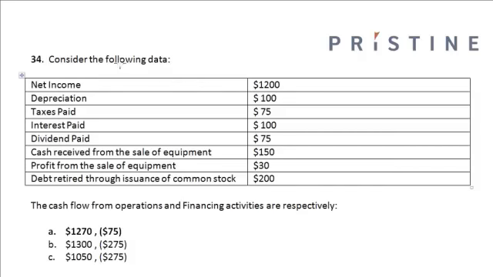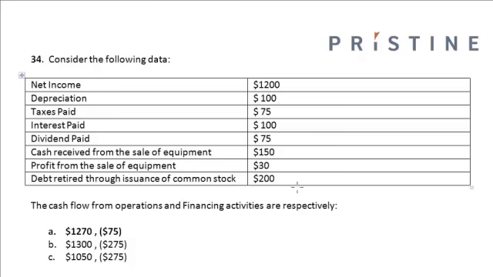Let us look at this problem. Suppose we have the following data for a company where the net income is $1,200, the depreciation is $100, the taxes paid is $75, interest paid is $100, the dividends paid is $75, the cash received from the sale of equipment is $150, profit from the sale of equipment is $30, and debt retired through the issuance of common stock is $200. Now we have to find the operating and financing cash flow.